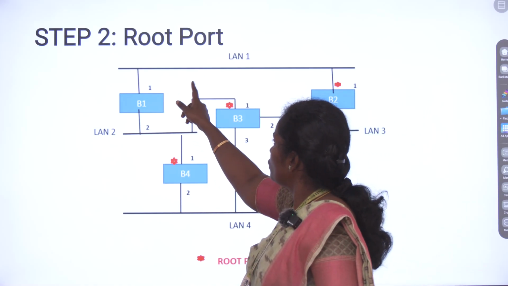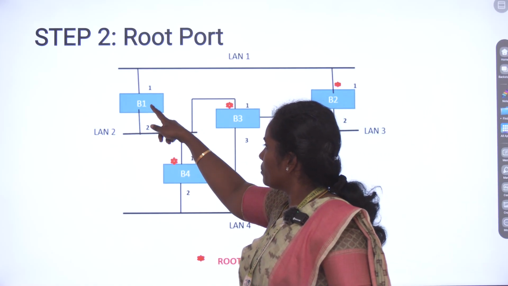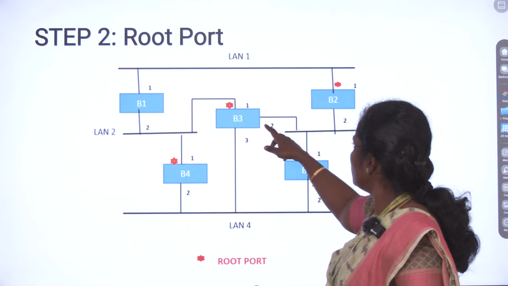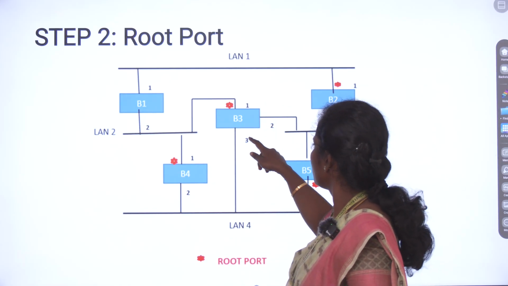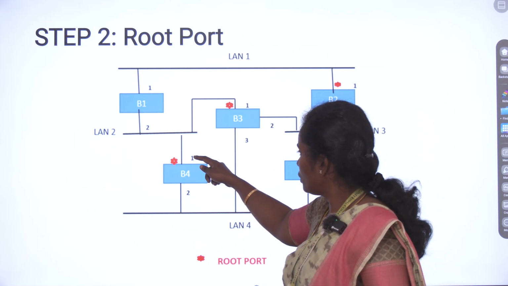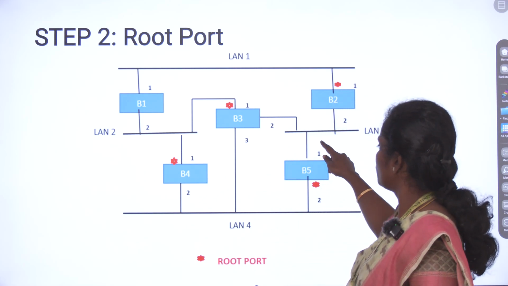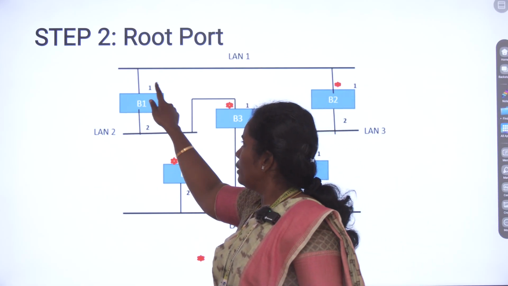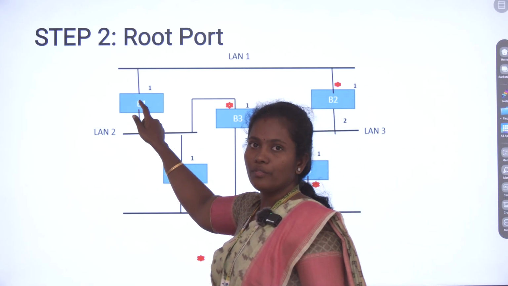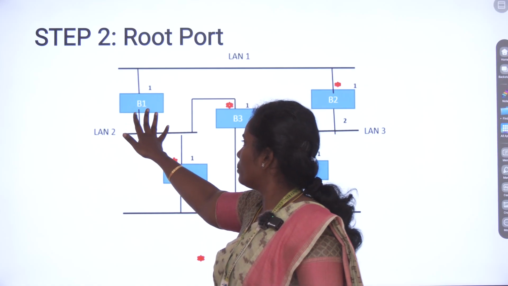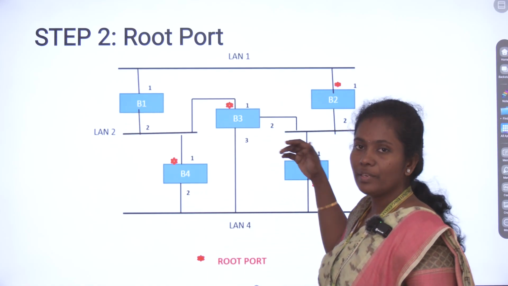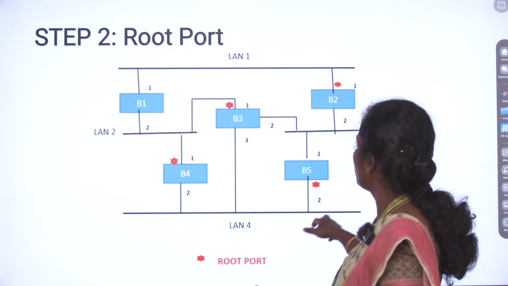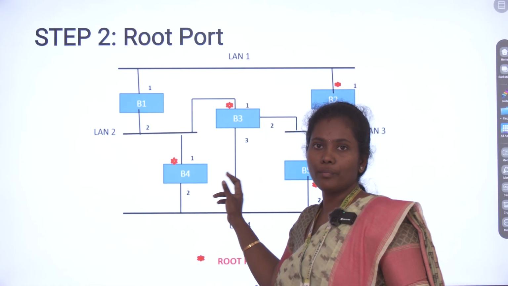Here, for the root port, I have numbered the ports as port 1, port 2. For B2, port 1, port 2. For B3, port 1, port 2, port 3. B4 has port 1, port 2. B5 has port 1, port 2. In this, B1 is taken as the root bridge, so we should not consider a root port for B1. Based on B1, we are going to calculate the root port. So, apart from B1, we have to calculate the root port for B2, B3, B4, B5.